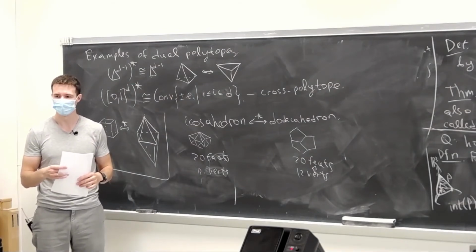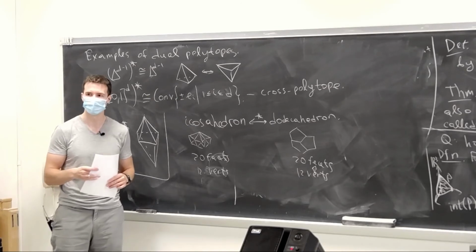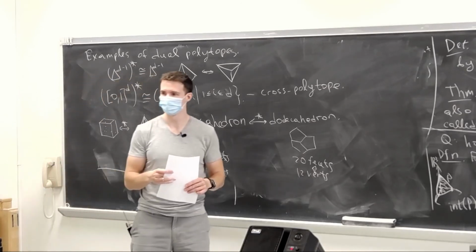When we define polytopes, are they? Yeah, polytopes are convex hulls of finitely many points. Any other questions? All right.